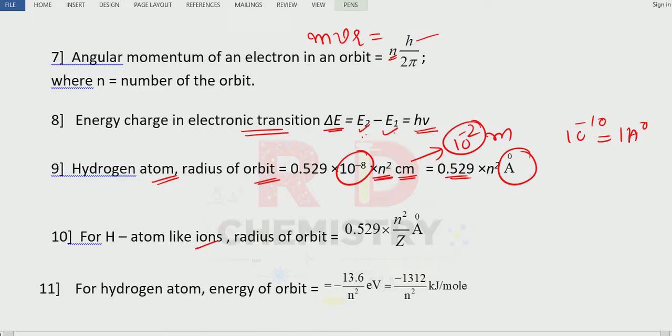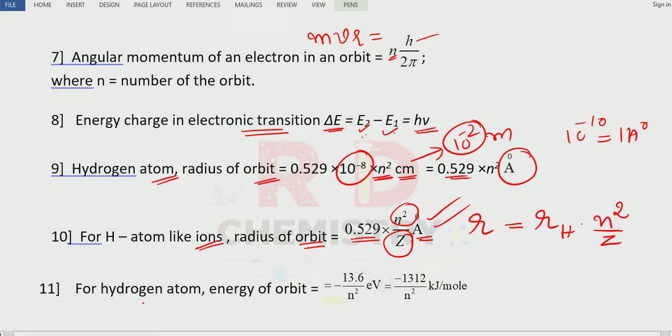For hydrogen like ions other than the hydrogen atom, the radius of the orbit is equal to 0.529 n square, same thing, divided by the atomic number z, in terms of angstrom. Or you can also write the radius of any hydrogen like species is equal to the radius of hydrogen into n square divided by z, either in terms of angstrom units, or centimeter, or picometers.